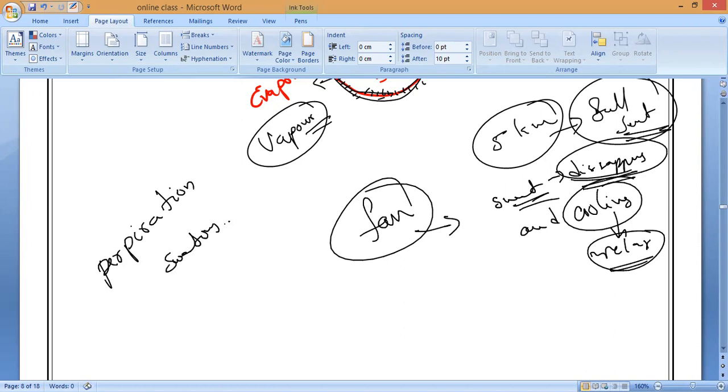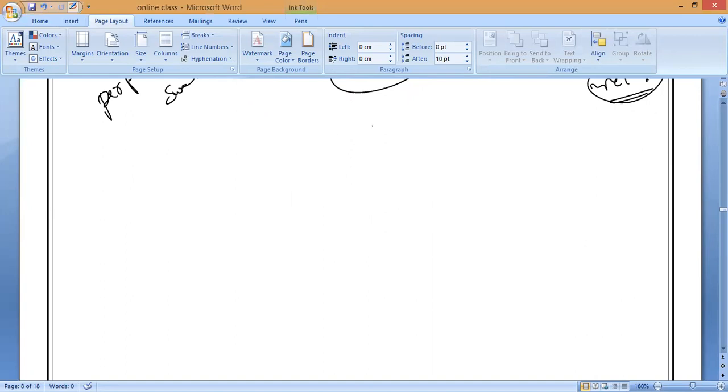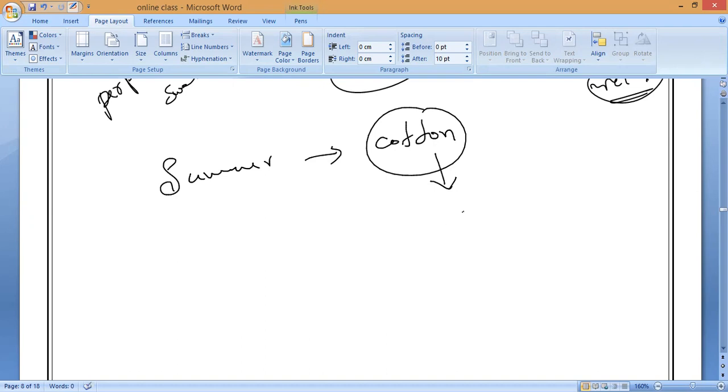Now you can see one more thing. In summer, which cloth are we wearing? Woolen cloths or nylon cloths or cotton cloths? In summer we wear cotton cloths. Why? Because it will not absorb sunlight much.